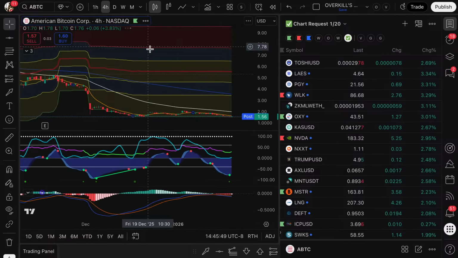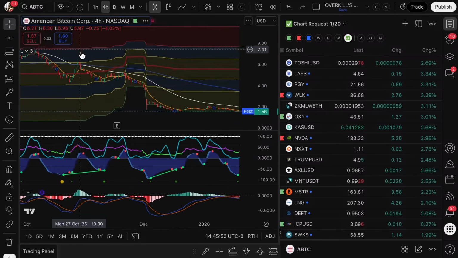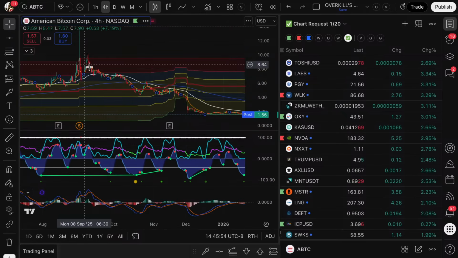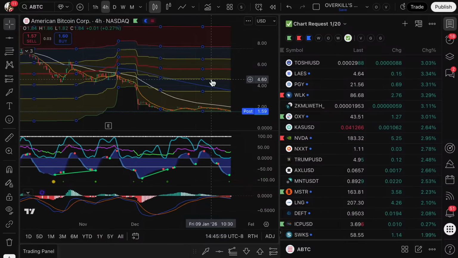Down here at $1.50. Got the 4 hour there. All his stuff is just rug, dude. I wish one of his projects would just go up. You know, just one of them. He has 3 years left in office. So if you want to buy ABTC, I think you buy it here at $1.50.